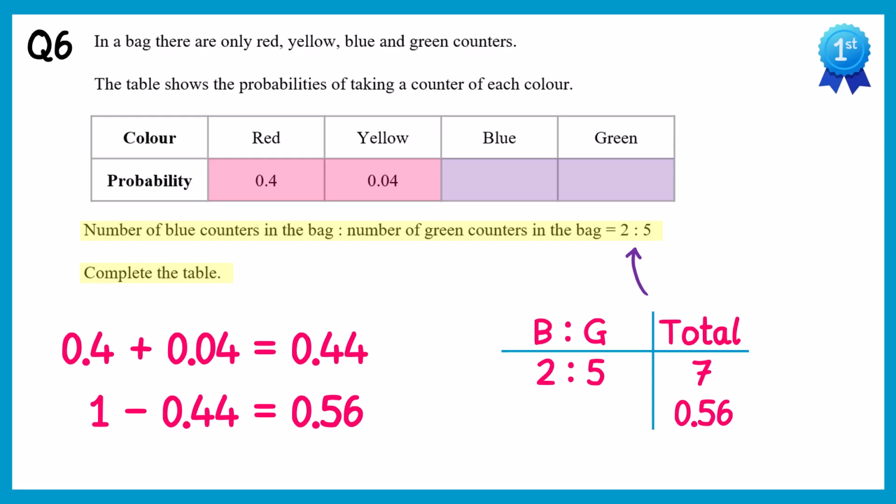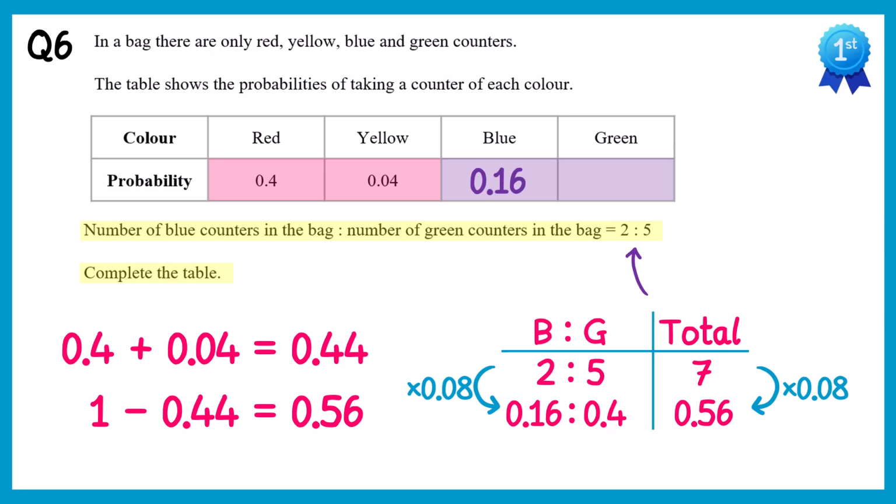Now we need to work out what we could multiply 7 by to get 0.56. Now you can do this by doing 0.56 divided by 7 on your calculator, which is 0.08. This just means we can multiply the 2 and the 5 by 0.08 as well to work out their probabilities. 2 times 0.08 is 0.16, and 5 times 0.08 is 0.4. So the probability for blue is 0.16, and the probability for green is 0.4.